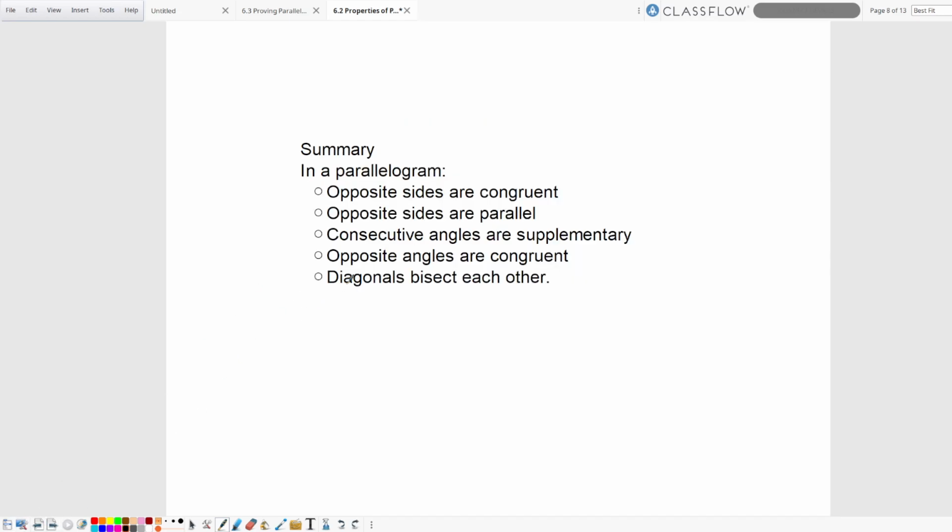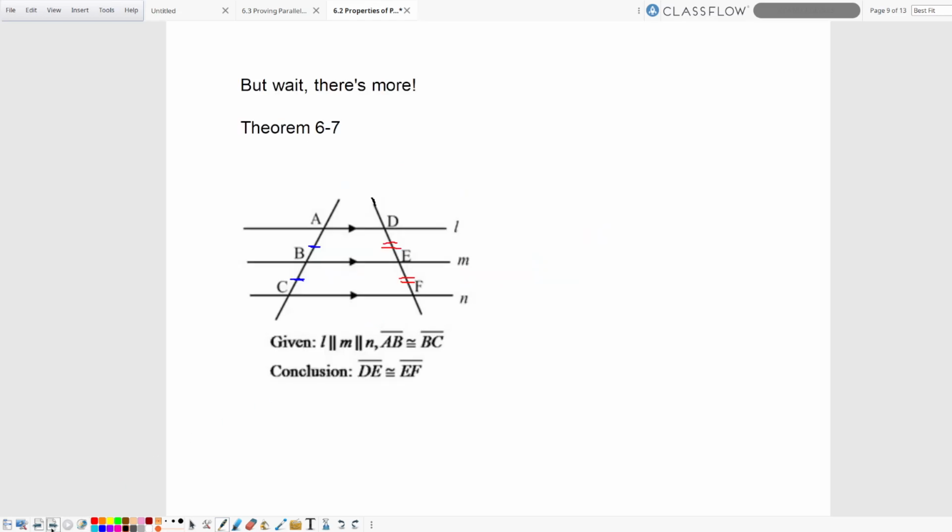So here's a summary of kind of all the properties that we have in a parallelogram. Opposite sides are congruent. They are also parallel. You have consecutive angles are going to be supplementary, which means they add up to 180 degrees. Opposite angles are going to be congruent, so they're the same. And then diagonals bisect, which means that they cut each other into congruent segments.